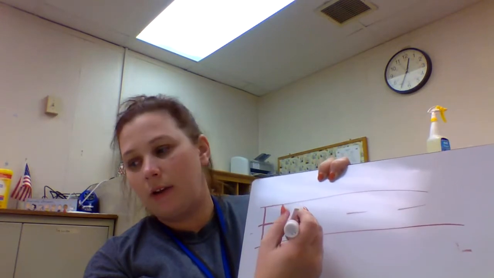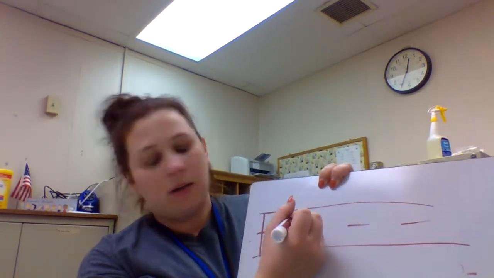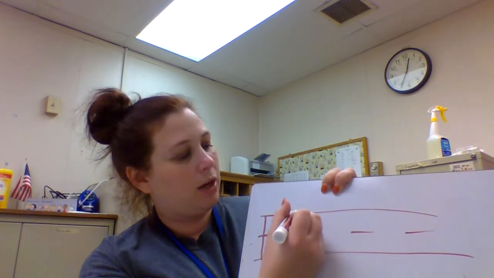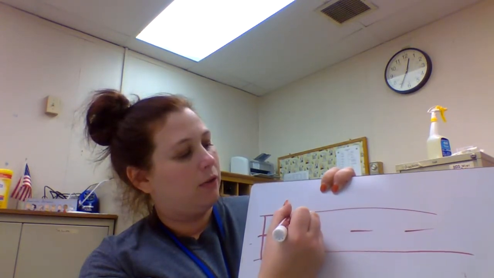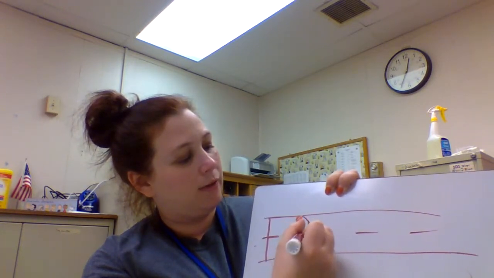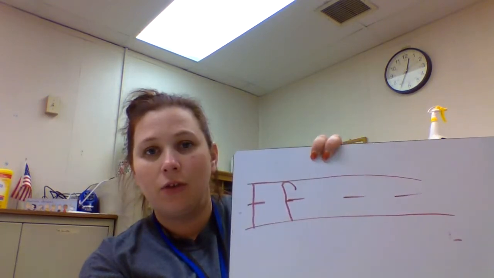A lowercase f starts about in between the dashed line and the top line, and it gets a hook and comes straight down, and then it also gets a line right at the middle. And that's your lowercase f. Go ahead and practice writing a couple F's right now.